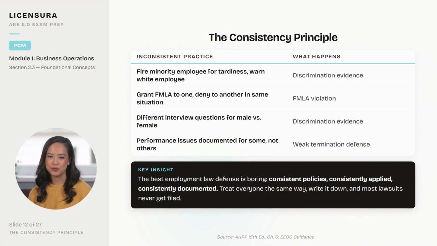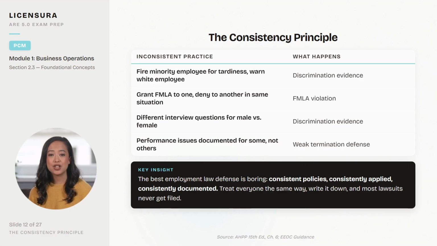If you document performance issues for some people but not others, you've got a weak termination defense when you actually need one. The best employment law defense is honestly pretty boring. Consistent policies, consistently applied, consistently documented. Treat everyone the same way, write it all down, and most lawsuits never get filed in the first place. It's not glamorous, but it works. And that wraps up our employment law section.